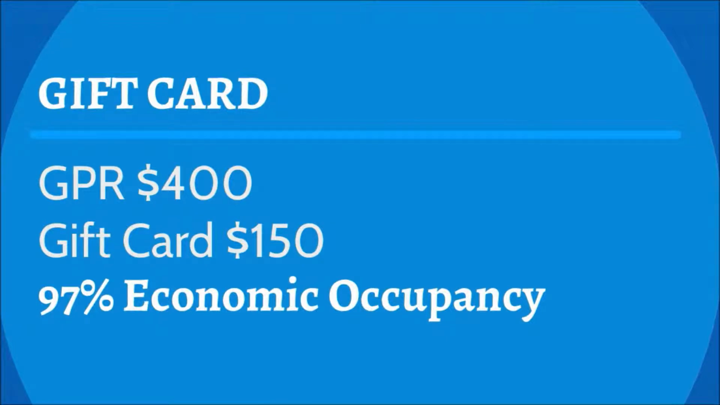Say the floor plan rate is $400 GPR, and the property decides to offer a $150 gift card. One time, here's $150 in a gift card. That will calculate to a 97% economic occupancy.